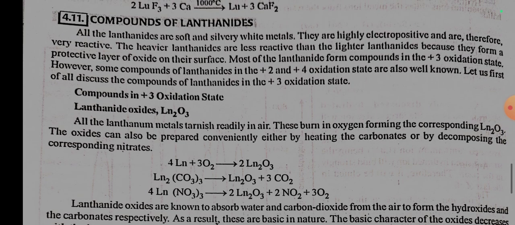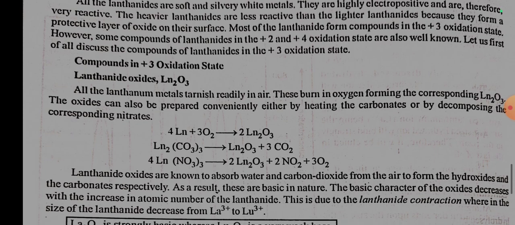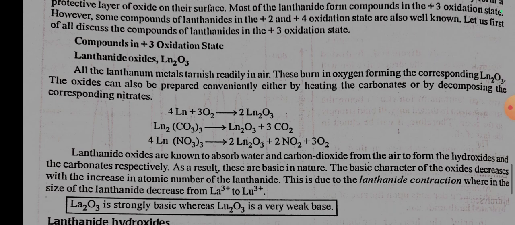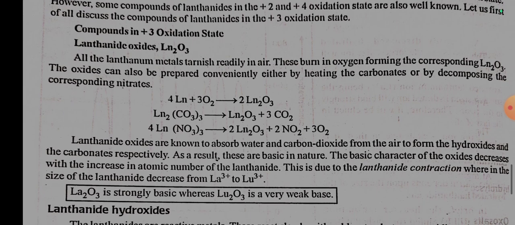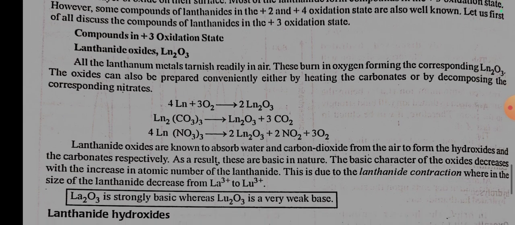Compounds of lanthanides. All the lanthanides are soft and silvery white metals. They are highly electropositive and are therefore very reactive. The heavier lanthanides are less reactive than the lighter lanthanides because they form a protective layer of oxide on their surface. Most of the lanthanides form compounds in the +3 oxidation state. However, some compounds of lanthanides in the +2 and +4 oxidation states are also well known. Let us first discuss the compounds of lanthanides in the +3 oxidation state.